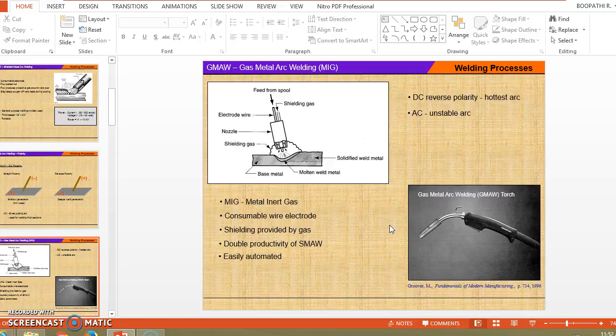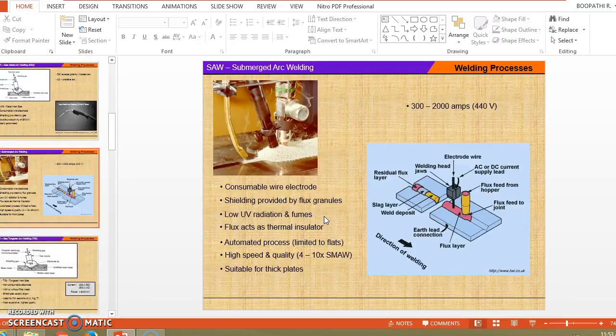And here comes GMAW, gas metal arc welding. In gas metal arc welding, metal inert gases are used with the help of a consumable wire electrode, and it is shielded with the help of gases, and it can be easily automated. Here the power source is DC and AC. In DC, reverse polarity is used for the hottest arc and AC is used for an unstable arc.